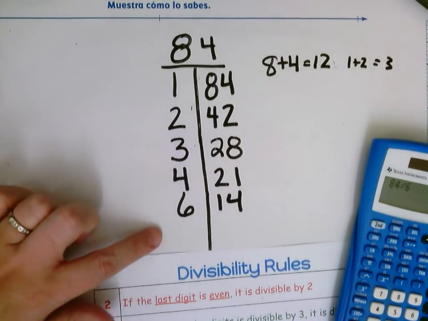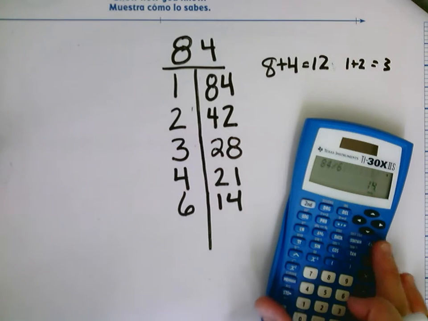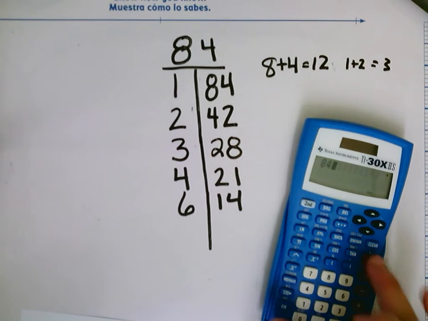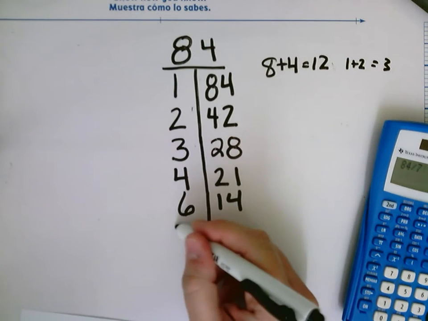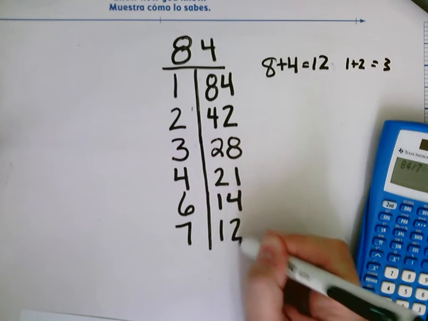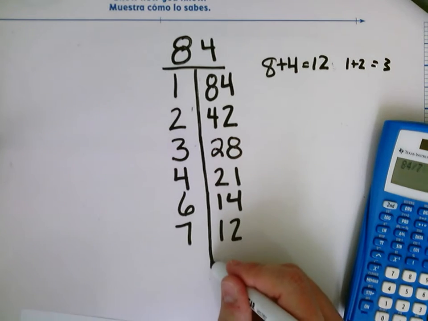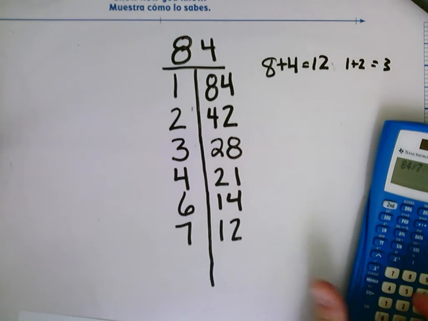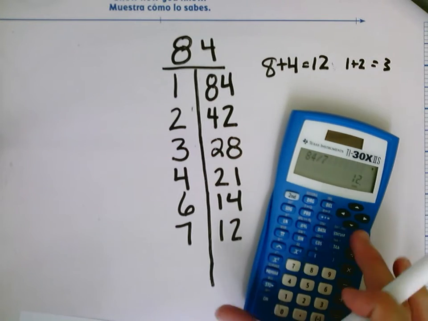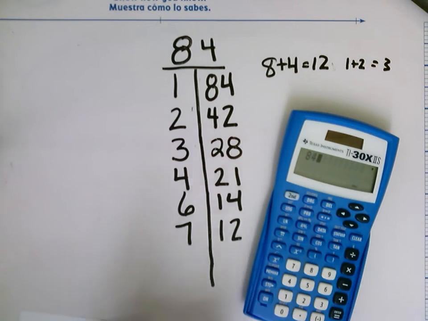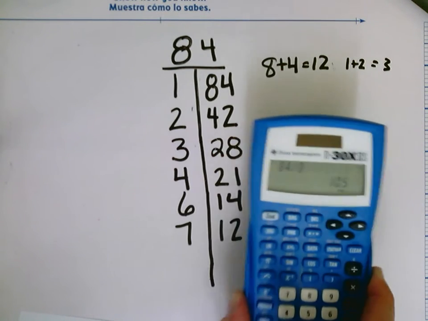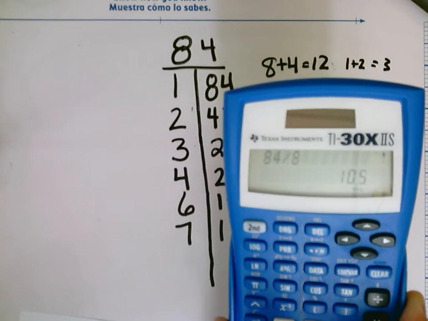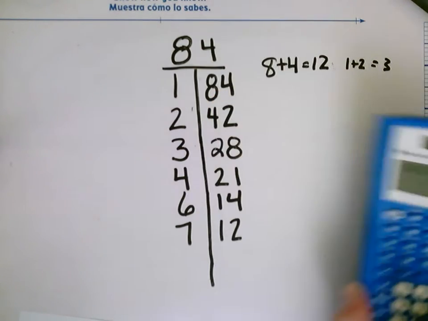After 6 is 7. There's no good trick for 7, so again, we're going to just divide and see. 84 divided by 7 equals 12. 7 times 12 is 84. After 7 comes 8. I'm going to see if 8 is a factor. 84 divided by 8 equals 10.5. See, that is not a whole number. We have a decimal, so 8 is not a factor of 84.